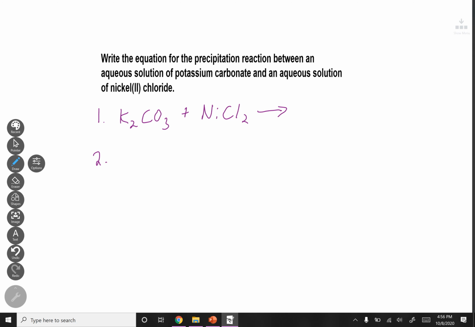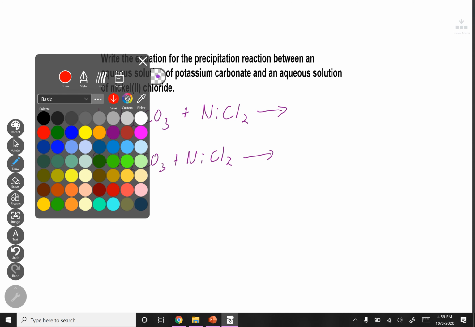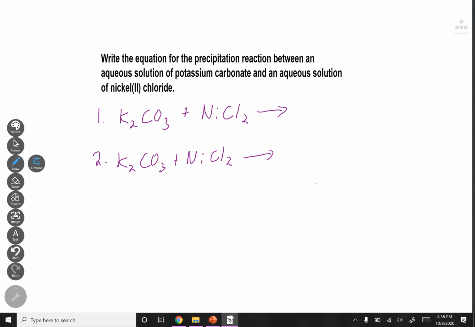Okay, so I have K2CO3 plus NiCl2. And you don't have to keep rewriting it like this. I'm mostly doing this for demonstration. And I'm going to switch colors so you can see what I'm adding new to it. So now I'm going to predict my products. So I'm going to switch potassium and nickel.